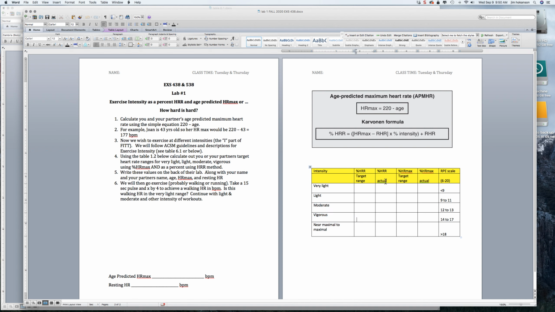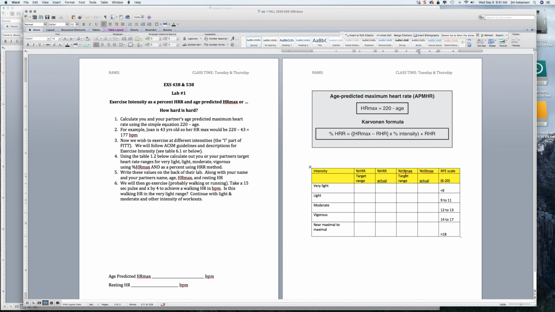Under this column and this column, these are actually going to be identical. So if you go take a light run, at the end of that short light run, feel for your pulse, take a 15-second pulse, multiply by 4, and write in those beats per minute. It'll be the same thing over on this column. So these two columns are actually identical. But then we're going to see how close that actual heart rate was to your predicted heart rate or your predicted target zone.